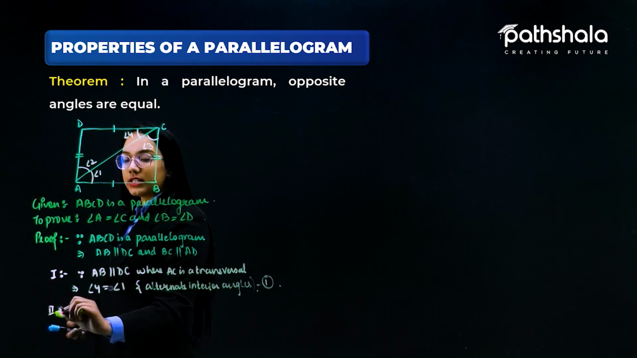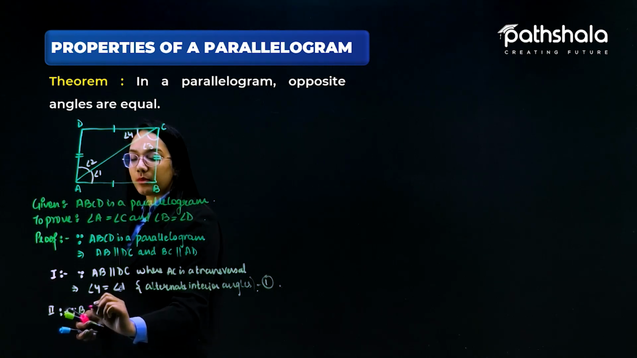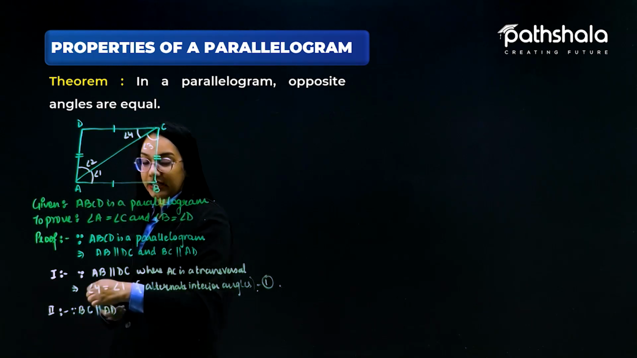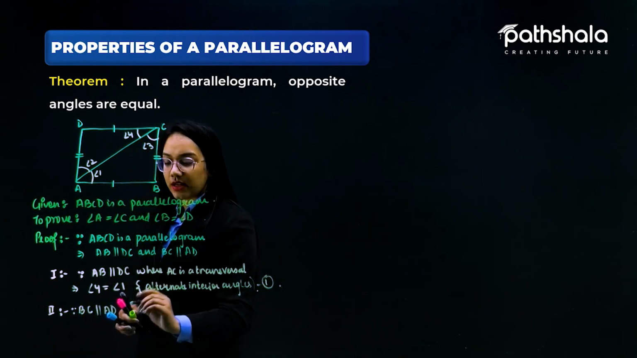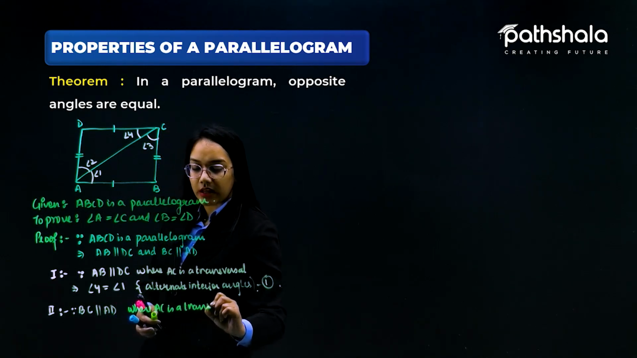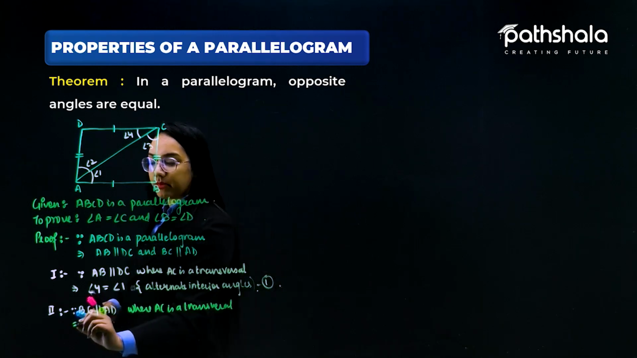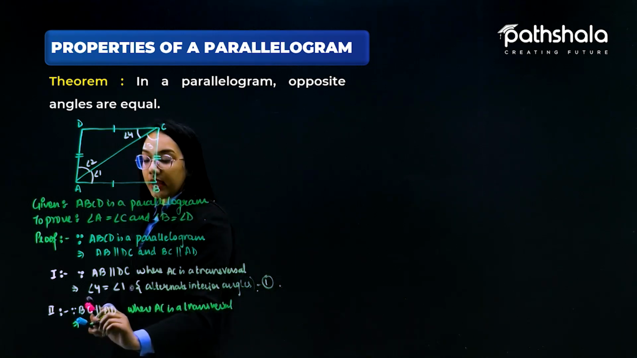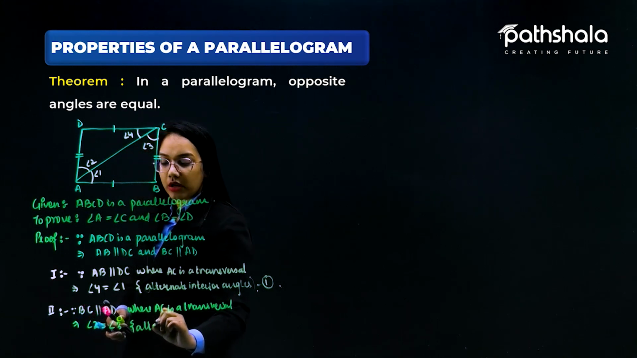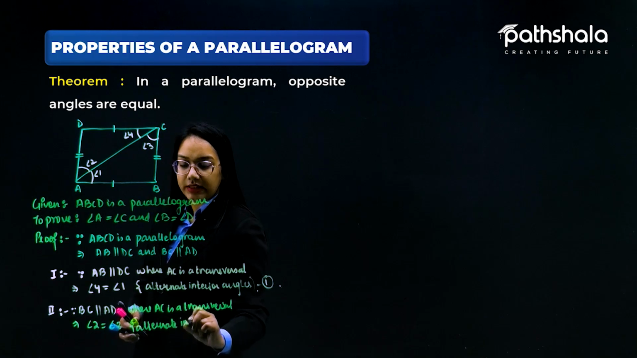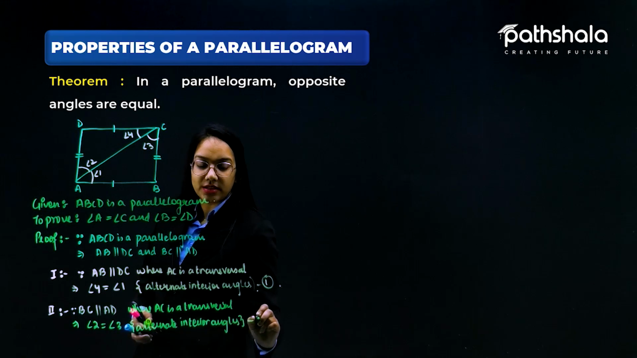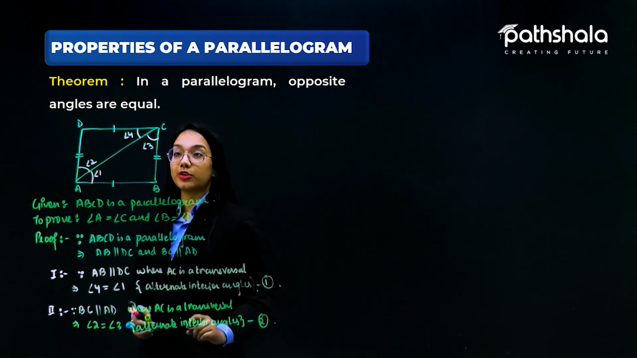Furthermore, in the second case, since BC is parallel to AD, where AC again is a transversal, it implies that angle 2 will be equal to angle 3. Why? Again, they form a pair of alternate interior angles. Let me call this equation 2.